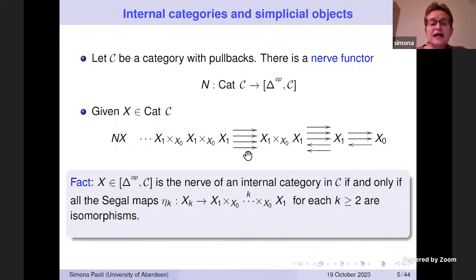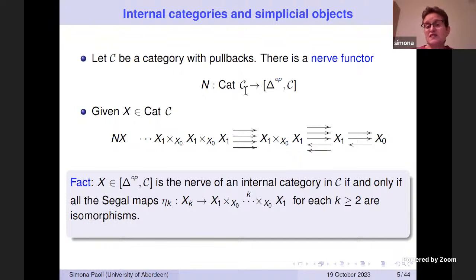So here is a fundamental fact, which I think was first observed by Grothendieck: a simplicial object in C is the nerve of an internal category in C if and only if the Segal maps are isomorphisms. This was a very fundamental thing to get people started in using simplicial combinatorics to do categories, and in general also higher categories. One entry point into this is the fact, which is also quite elementary, that the internal category construction can be repeated.